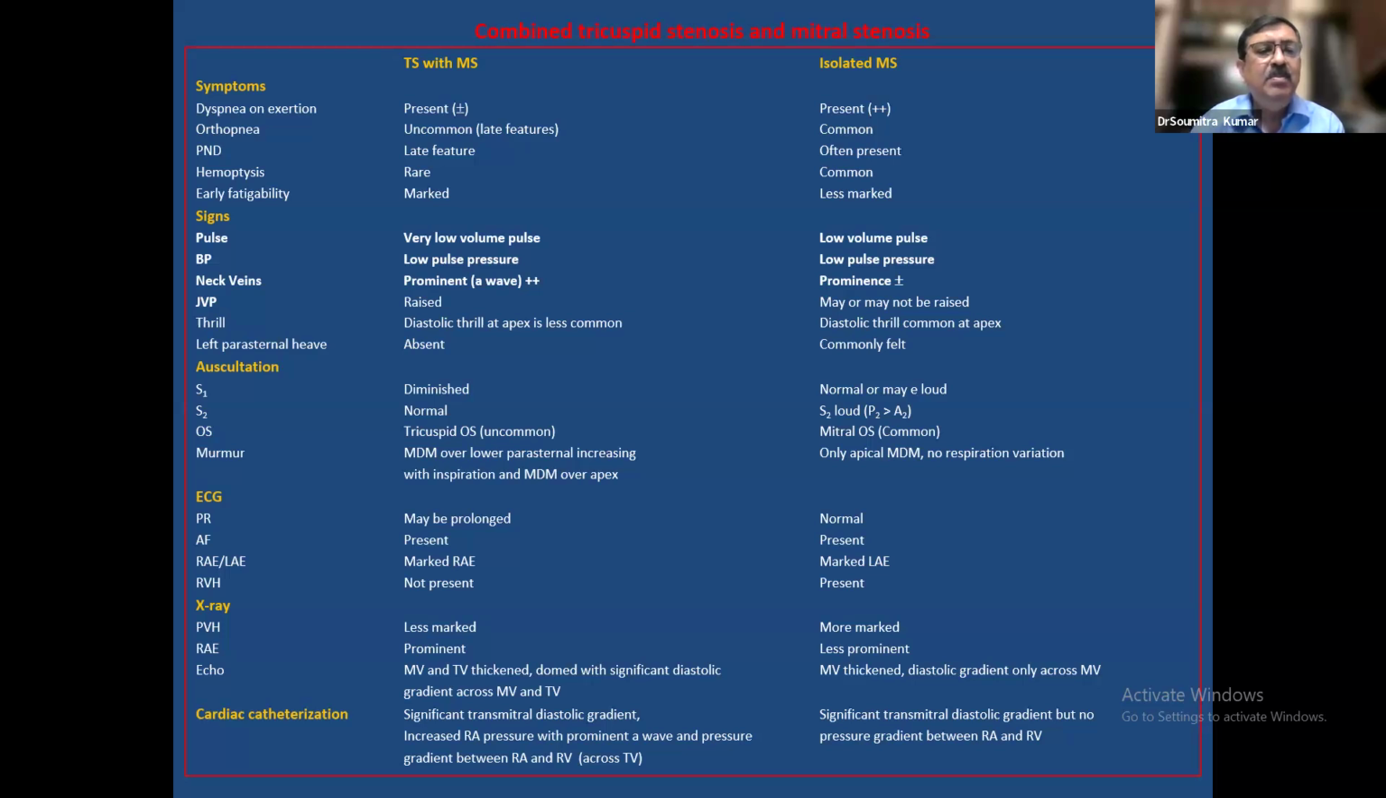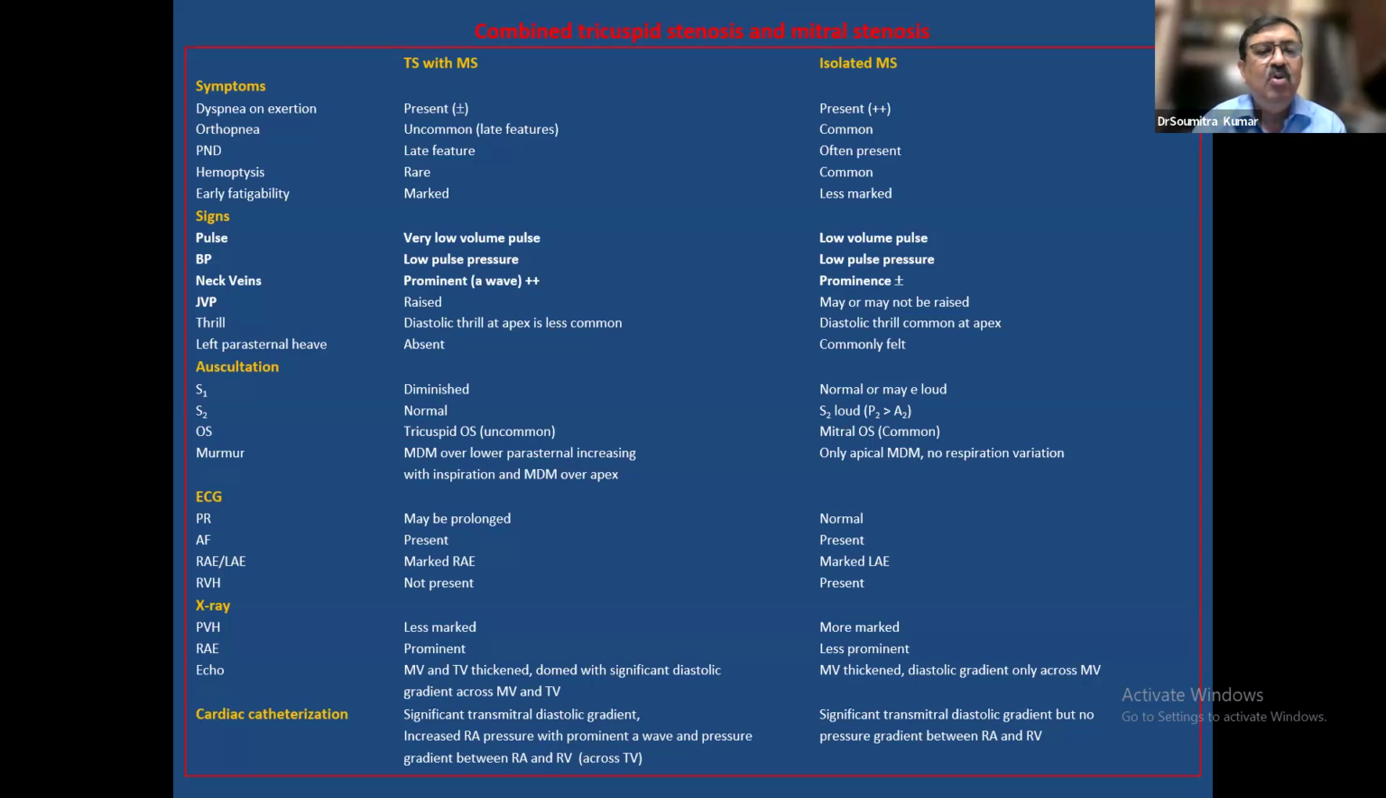So despite the presence of severe MS, we may not be getting that many features of MS like PND and orthopnea. Although it can be there in the initial part, as TS becomes severe, there can be absence of these features. We get more of systemic venous congestion.